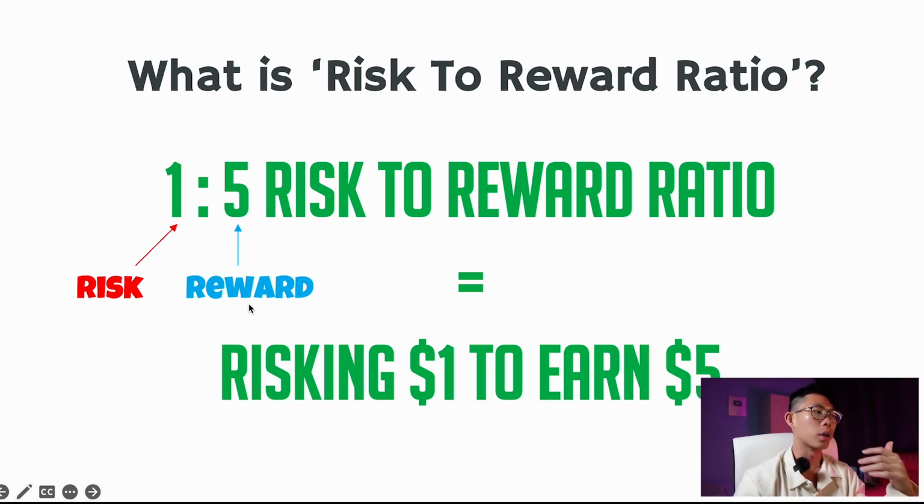Alternatively, if you enter a trade with a risk to reward ratio of 1:3, that means you are risking $1 to make $3, right? The potential to make $3. So the first figure you will see right here is the risk, and then this is your reward. Risk and reward. That's why it's called risk to reward ratio. So this is essentially how much you are risking and how much you're getting back in return. So you're risking 1% to get back 5%. You're risking $1 to get back $5. You're risking $10 to make $50.